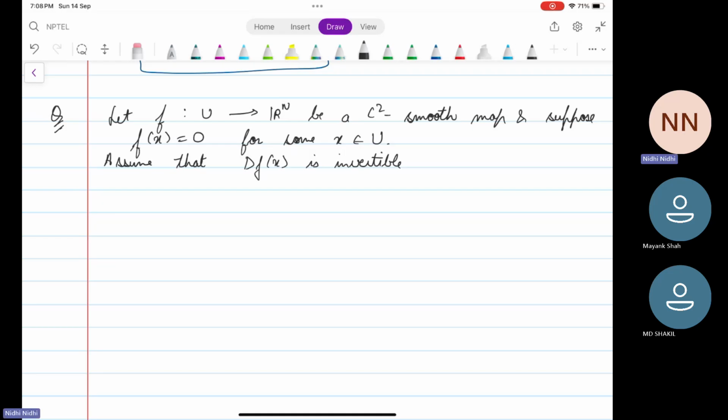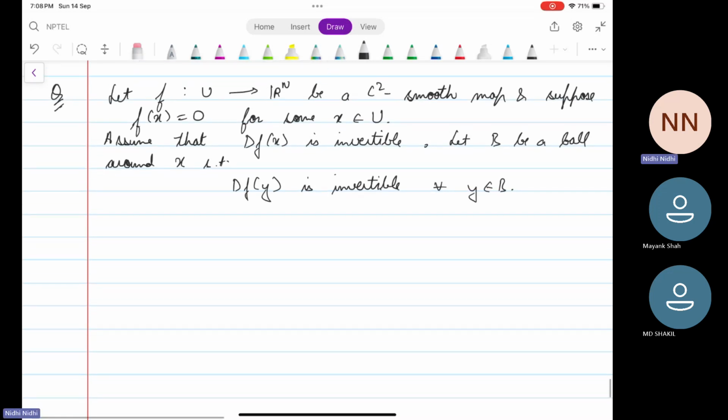And since we know that the set of all invertible matrices is open, we can find a ball around this x such that Df(y) is invertible for every y in B. Now using this B, let us define a function N from B to R^n such that N(y) is equal to y minus Df(y) inverse, because Df(y) is invertible, times f(y).